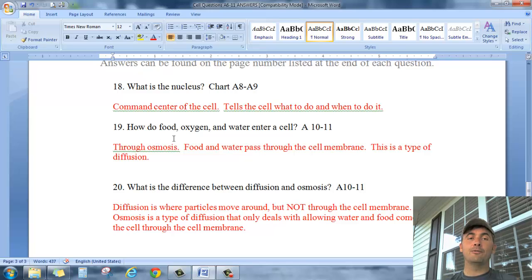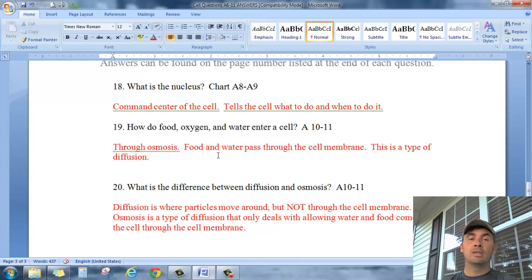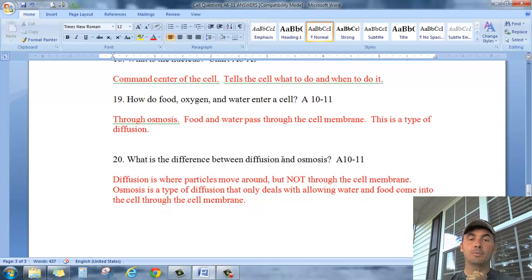Number 19, how do food, oxygen, and water enter a cell? All right, through osmosis. Now, I'm just going to give you the answers on these. There's no way I'm going to try to explain it on here. Just get the answers. Through osmosis. That means food and water can pass in through the cell membrane, and this is a type of diffusion. I know you don't understand that, but that's okay. And then what is the difference between diffusion and osmosis? I tell you what, forget this right here. Don't even worry about it. I'm going to go over this one in class, okay? Don't even try to get this thing down.